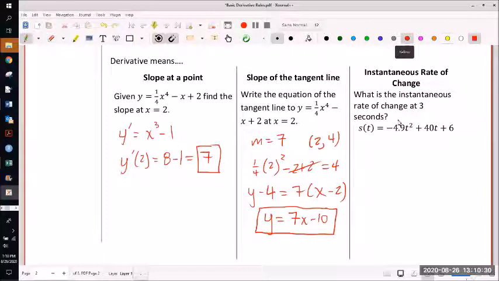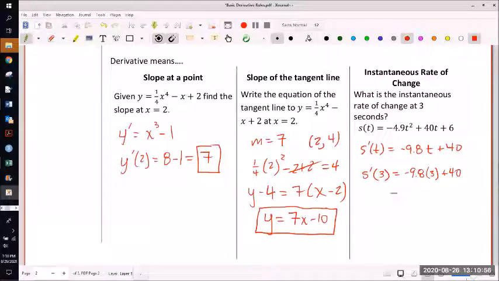And now to find the instantaneous rate of change of this function at t equals 3 seconds, I first take the derivative, s prime of t, as equal to negative 9.8 times t plus 40. And then I evaluate this derivative at t equals 3, negative 9.8 times 3 plus 40, which gives me a positive 10.6. The instantaneous rate of change of this function at t equals 3 is positive 10.6.